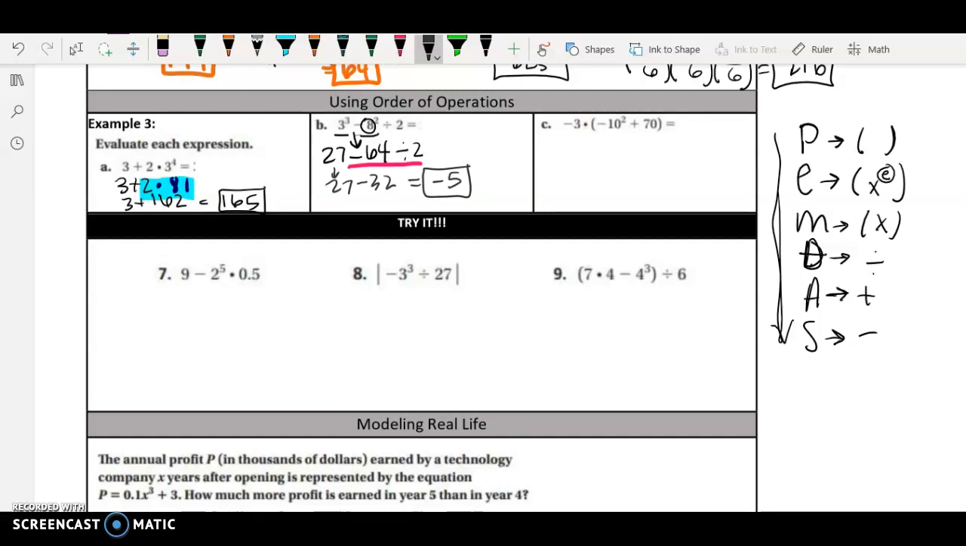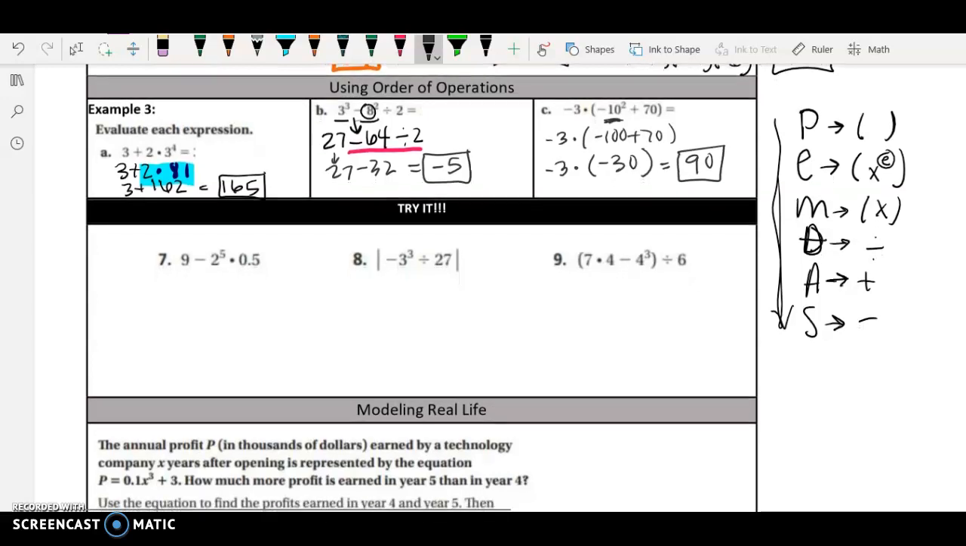All right, so now we have parentheses, but there's still an exponent inside the parentheses, so you still can't do anything in here until we address this exponent. So it's not in parentheses, so it's just a negative. So it's negative and then 10 times 10, which is 100, plus 70. And then that times negative 3. So negative 100 plus 70 is negative 30 times negative 3, which gives us a positive 90.